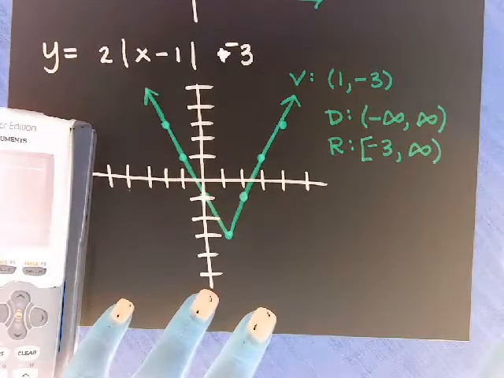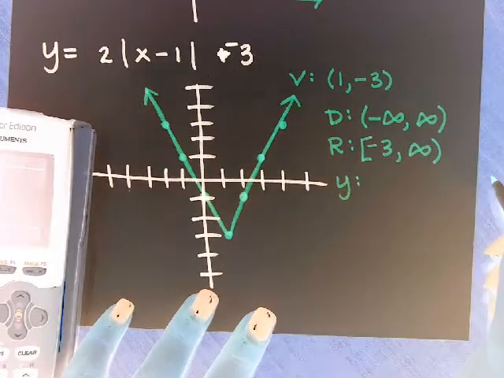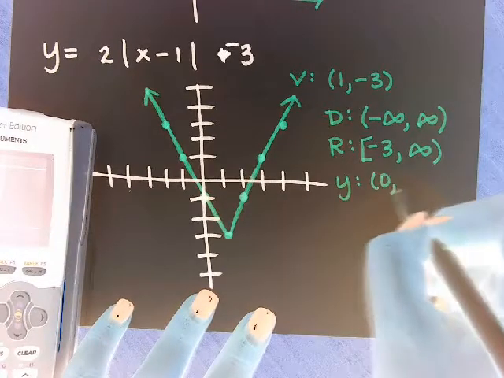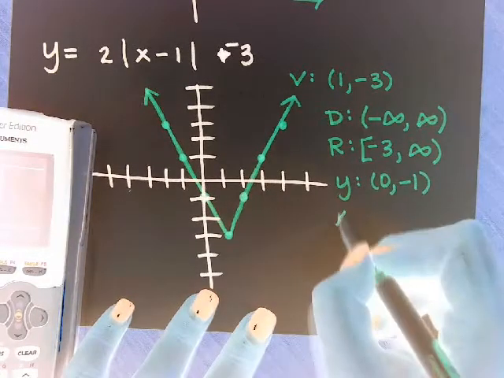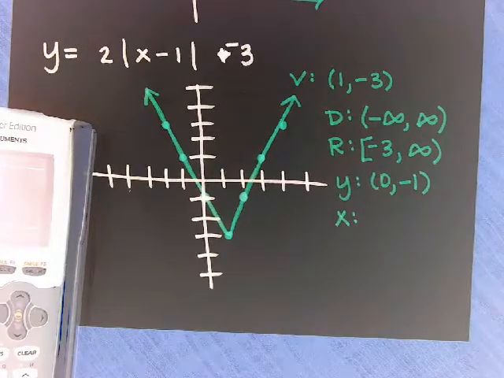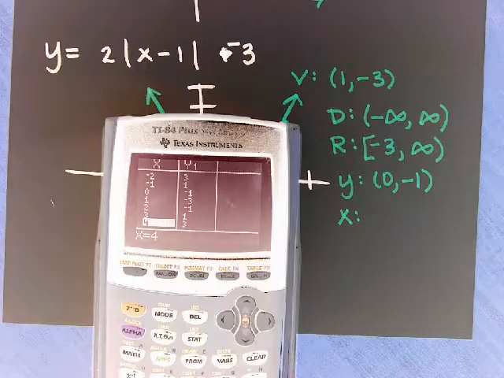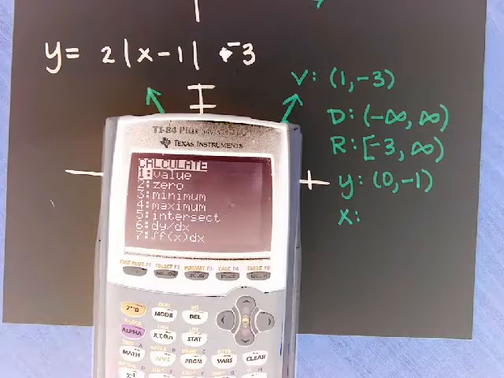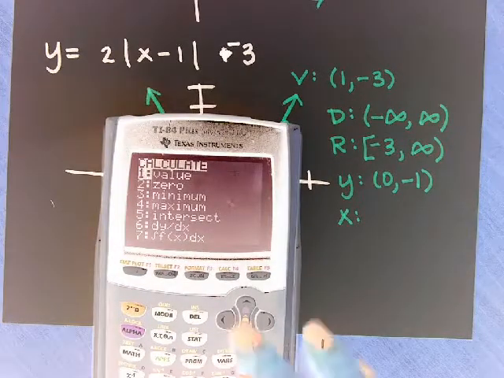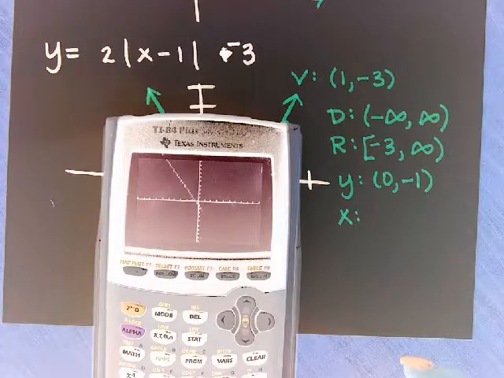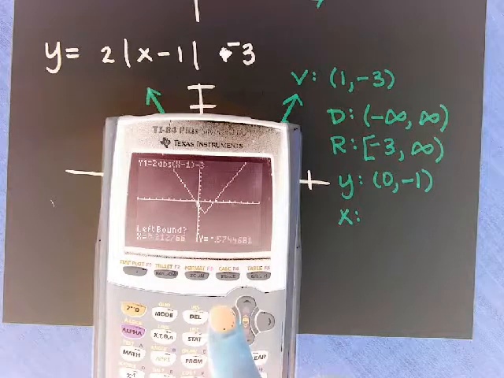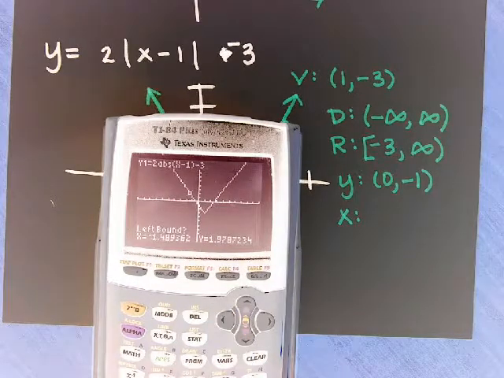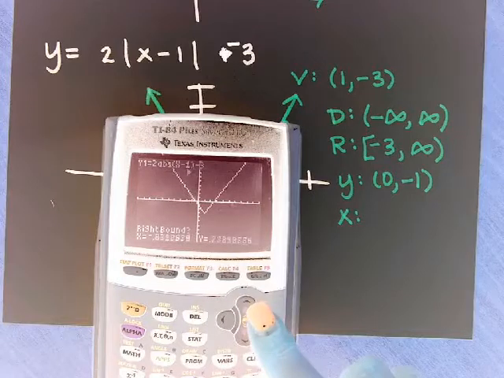Okay. Can you guys tell what the y-intercept is? 0, negative 1. How about the x-intercepts? Those are decimals, right? Let's go ahead and find them. So what do I need to do to find my x-intercepts? Yeah, so I'm going to do second trace, option number 2. So I think the x-intercept is right in there, so I need to go over to the left side of it. Press enter. Right side, press enter.